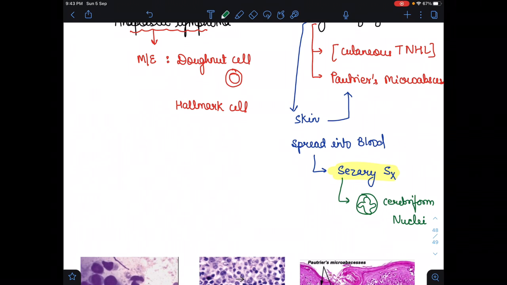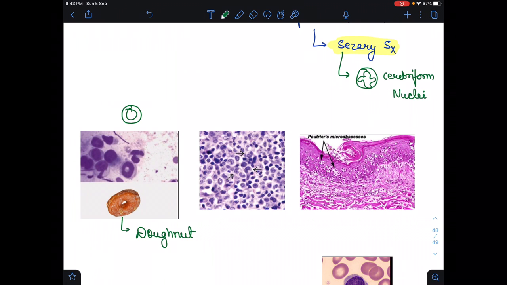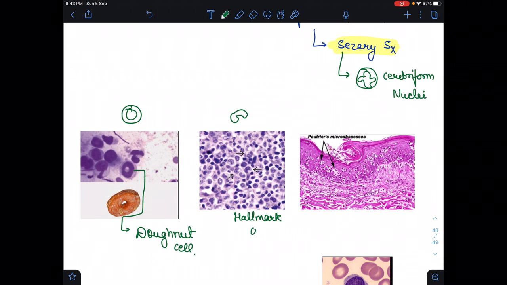Now let's see the microscopic images. Here, as we see, it looks like a donut shape. So it is a donut cell. And in this we see these types of cells, which are known as hallmark cells. Both these findings are seen in anaplastic lymphoma.